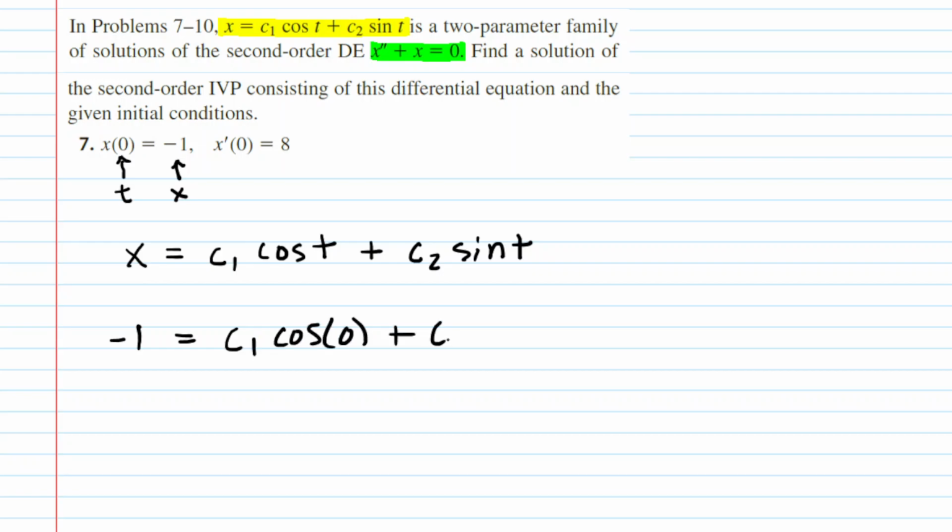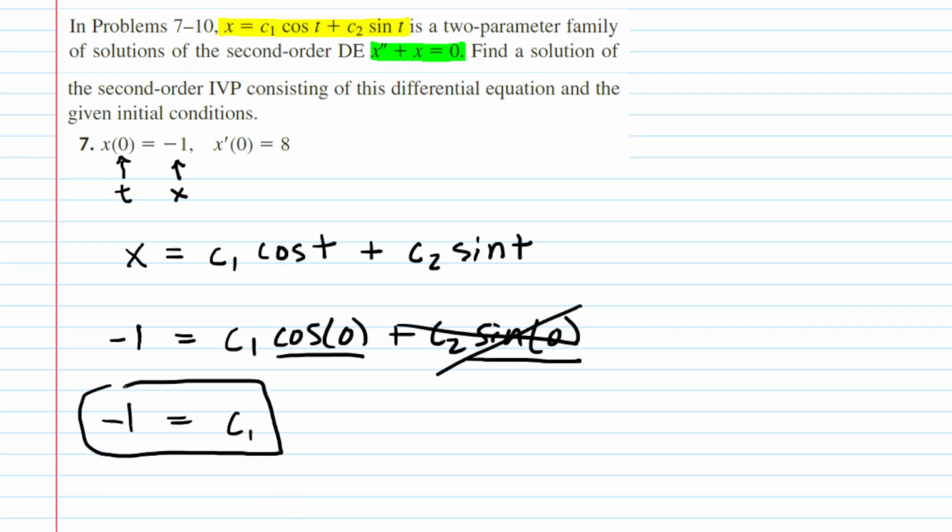Now, this equation will actually allow us to solve for the value of c1 because we know that the sine of 0 is 0. So c2 times 0 is also 0. This term drops out of the equation. We also know, of course, that the cosine of 0 is equal to 1. So this becomes c1 multiplied by 1, which of course is still just c1. So there we have it. c1 is equal to -1.